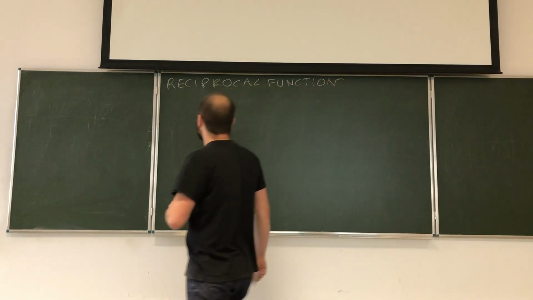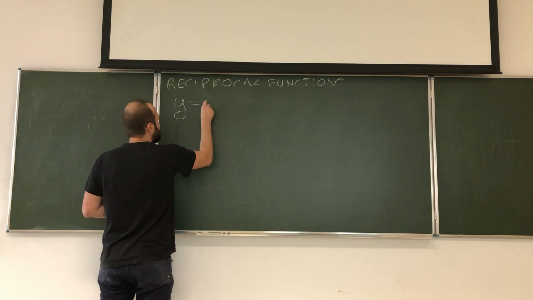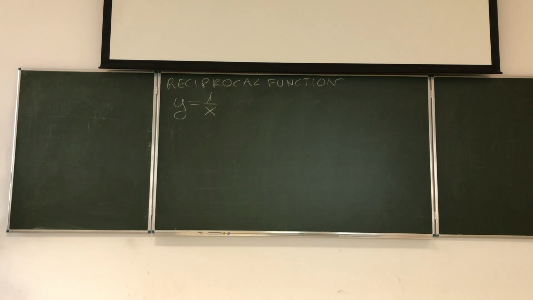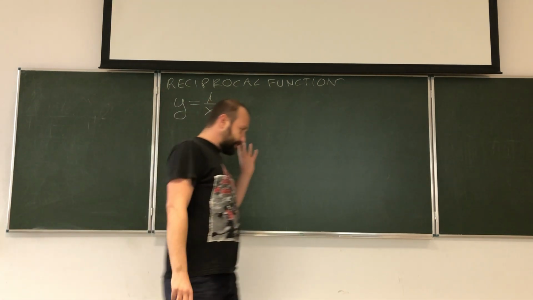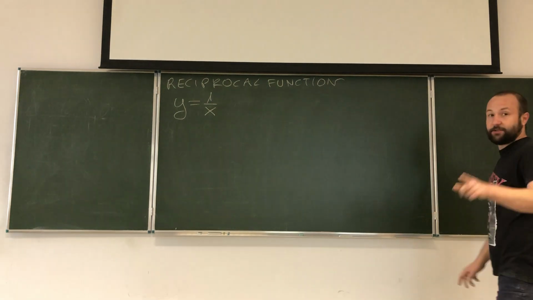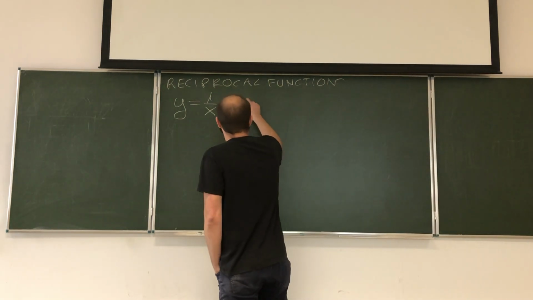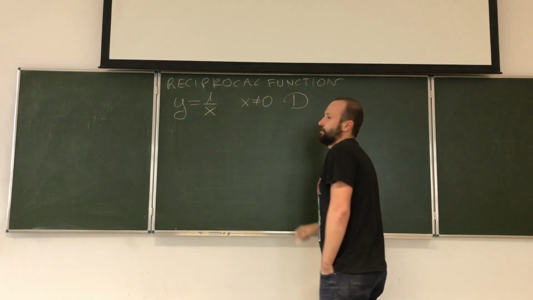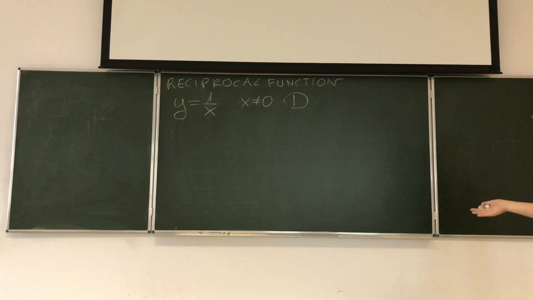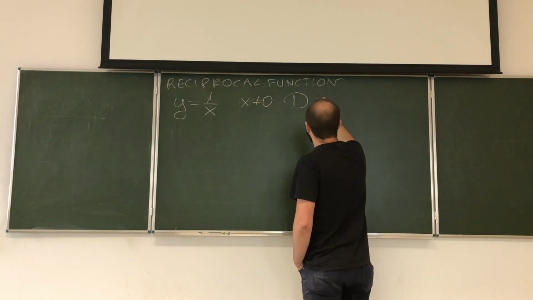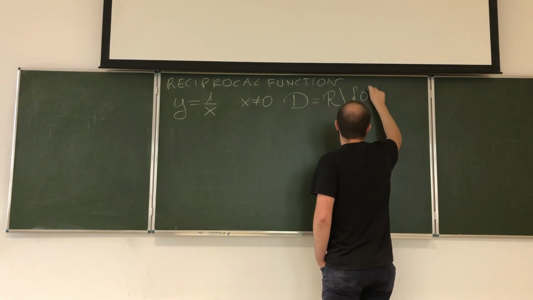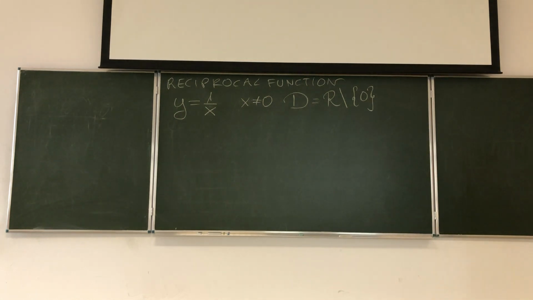Okay, and the function we are going to deal with is y equals 1 over x. Okay, so the first thing we should do when we see something like that is to make one restriction. x must be different than 0. So look, the domain of the function, so the values of the arguments in this case, are real numbers but with the exclusion of 0. So real numbers without 0.